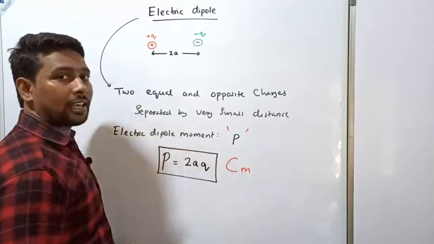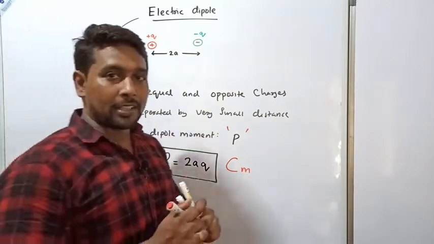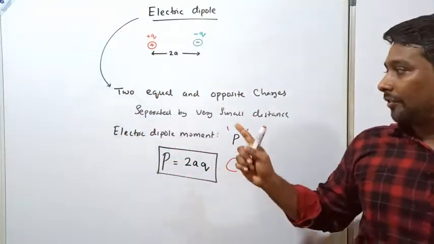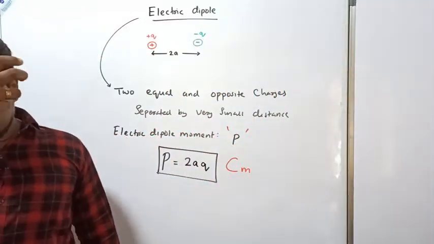Don't think of it like centimeter. It will be coulomb meter. Coulomb meter is the unit of dipole moment. You have to memorize the unit also.